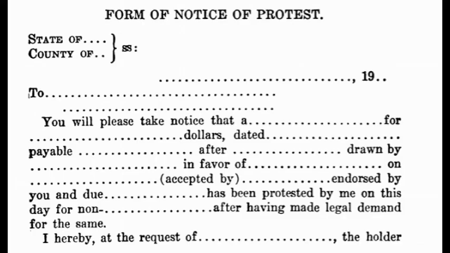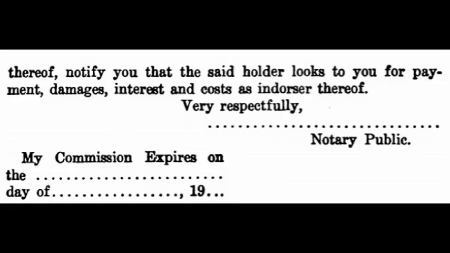Form of notice of protest. State of, County of, SS. 19. You will please take notice that a note dated, payable, after, drawn by, in favor of, on, accepted by, endorsed by, you and due, has been protested by me on this day for non-payment. After having made legal demand for the same, I hereby, at the request of the holder thereof, notify you that the said holder looks to you for payment, damages, interest and costs as endorser thereof. Very respectfully, Notary Public. My commission expires on the day of, 19.